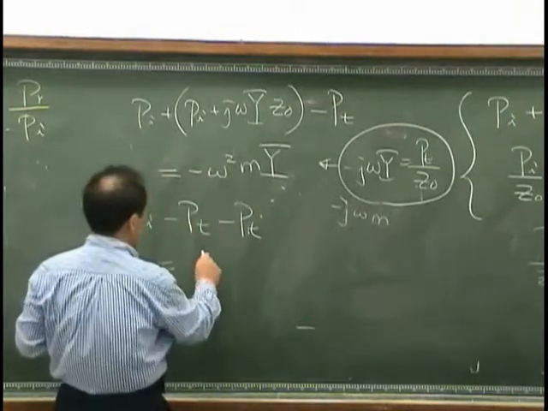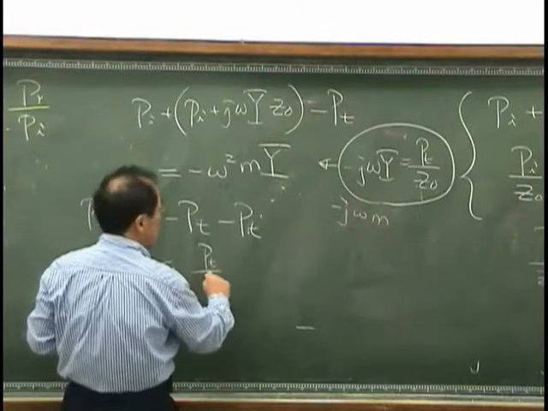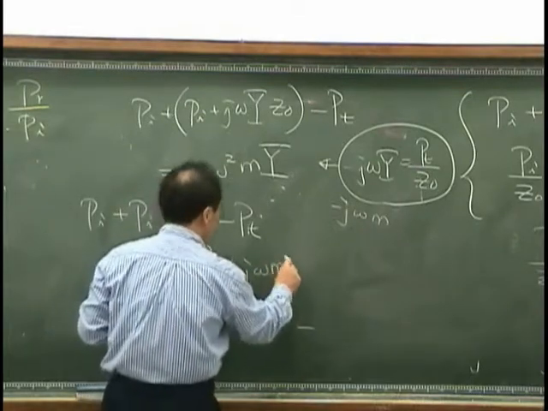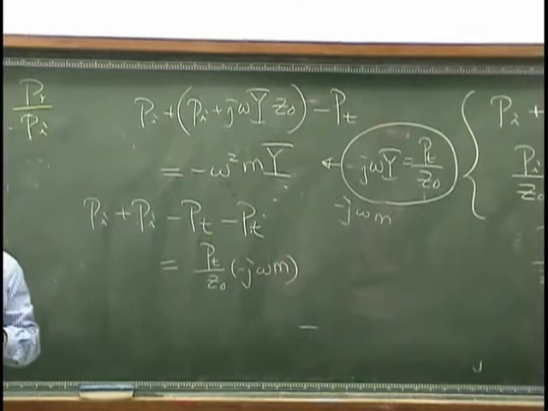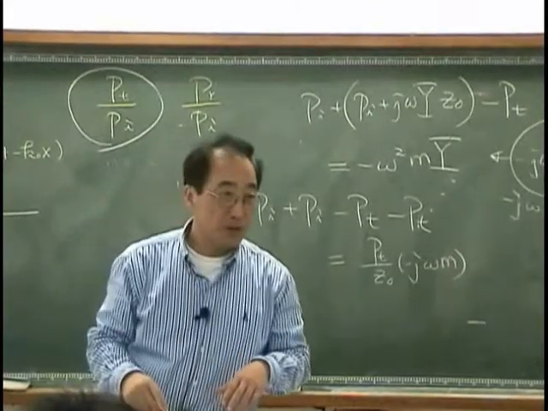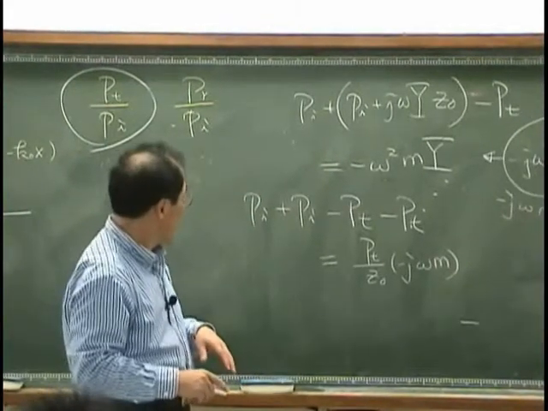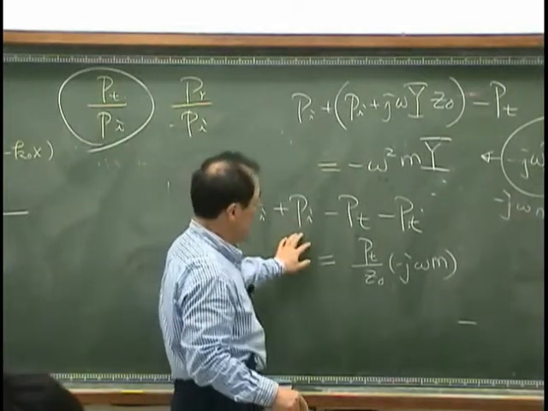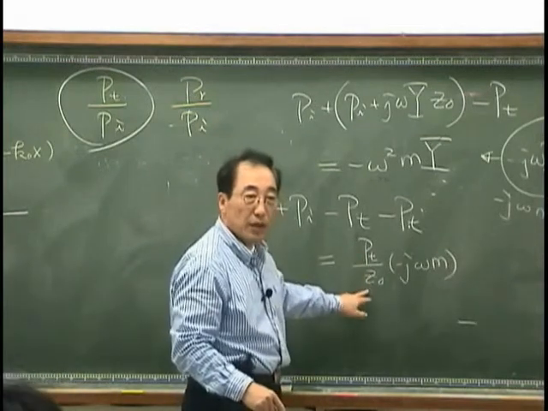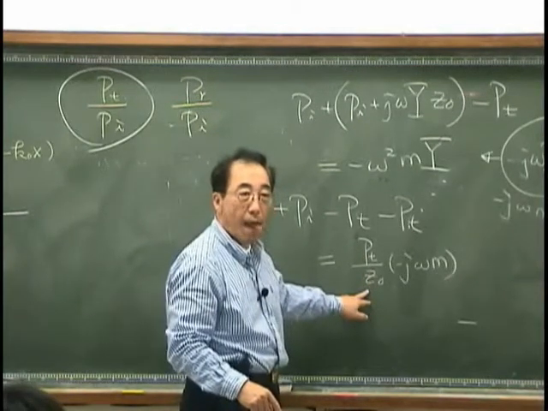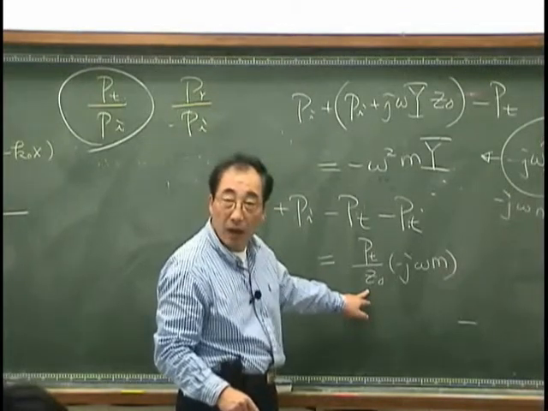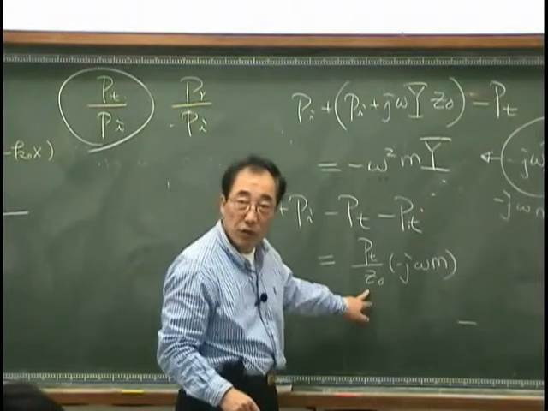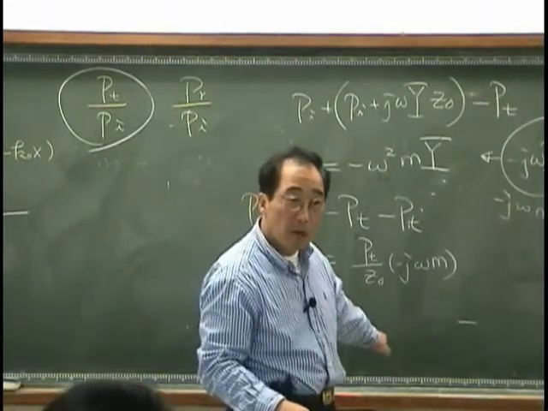Then PT over Z0 and minus j omega M. Wow. We have a beautiful relation between PT and PR. Okay. Look at the dimension. This is a pressure. This is pressure divided by impedance. Pressure divided by impedance is what? That is a velocity, right?